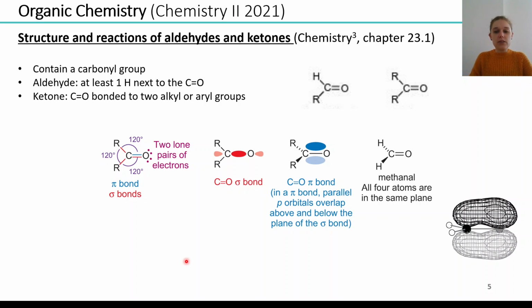And the carbon-oxygen bond contains one strong sigma bond and one weaker pi bond, and the double bond is formed by the overlap of the orbitals of an sp2 hybridized carbon atom and an sp2 hybridized oxygen atom. The sigma bond is formed by end-on overlap of an sp2 hybrid orbital of carbon with an sp2 hybrid orbital of oxygen, while the pi bond is formed by side-on overlap of an unhybridized p orbital of carbon with an unhybridized p orbital of oxygen.